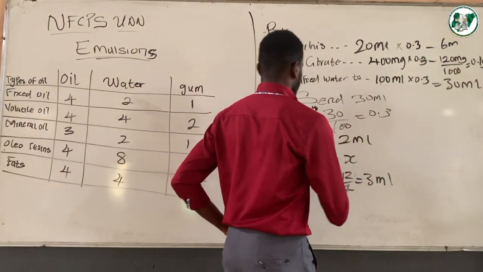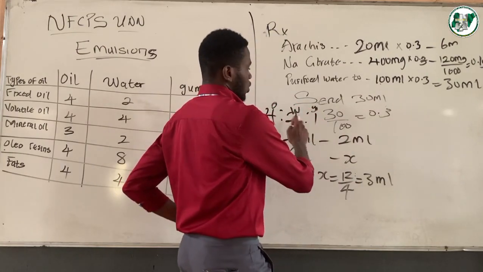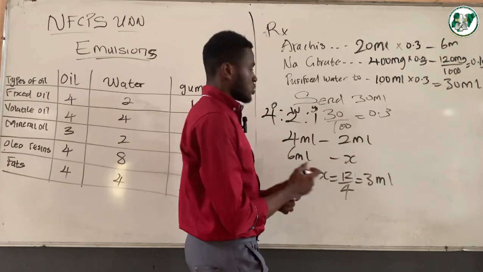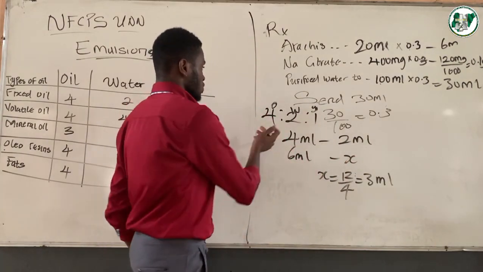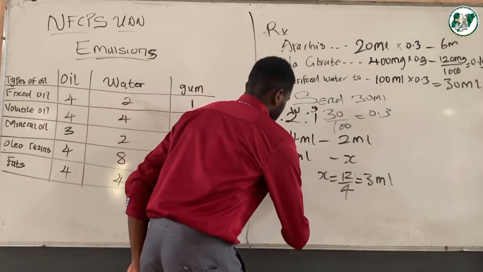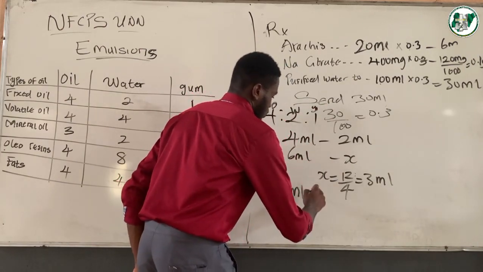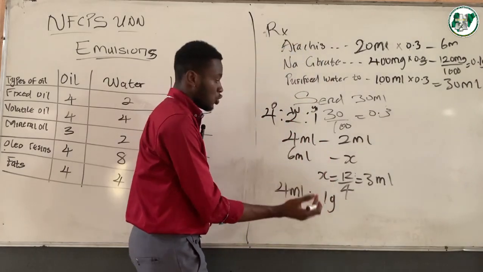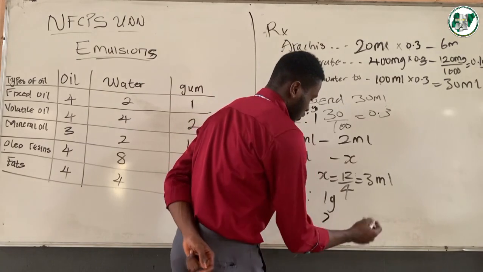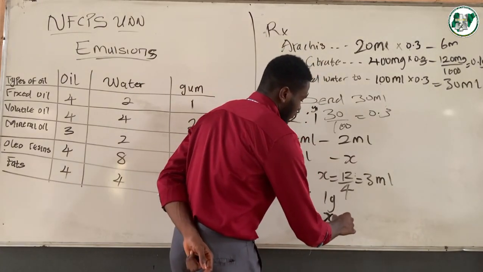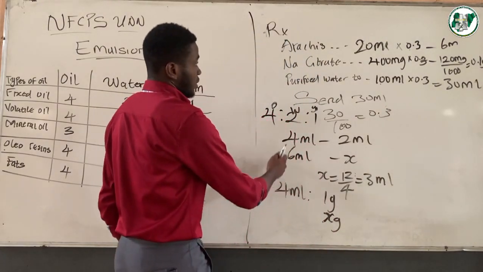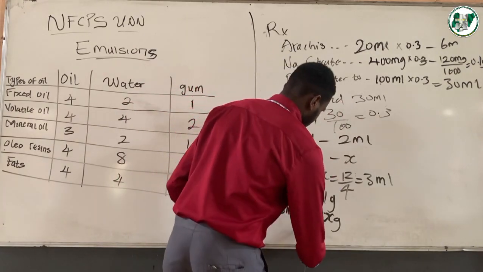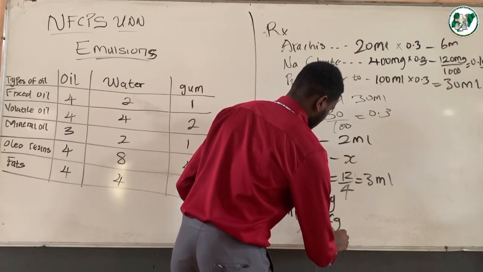So over to our gum, we could use 4 to 1, or we could use 2 to 1, since we've already gotten the volume of our water that we're using for this emulsion. So I could use any one of my choice. I choose to use oil and gum. So since 4 ml of oil in a fixed oil emulsion should contain 1 gram of our emulsifying agent or gum, how many gram of this gum should be contained in 6 ml? So when you do that, it's going to be 6 divided by 4.